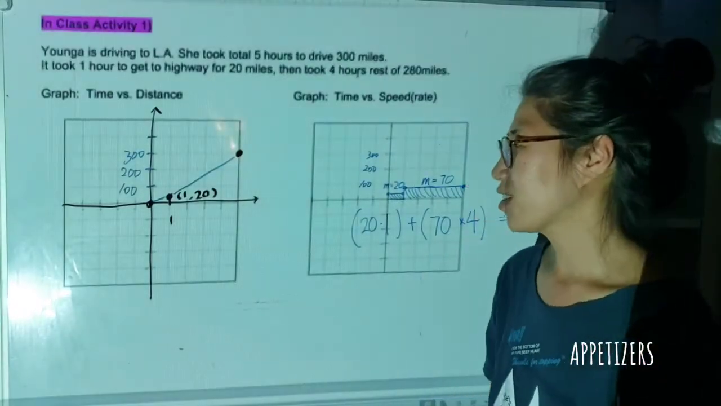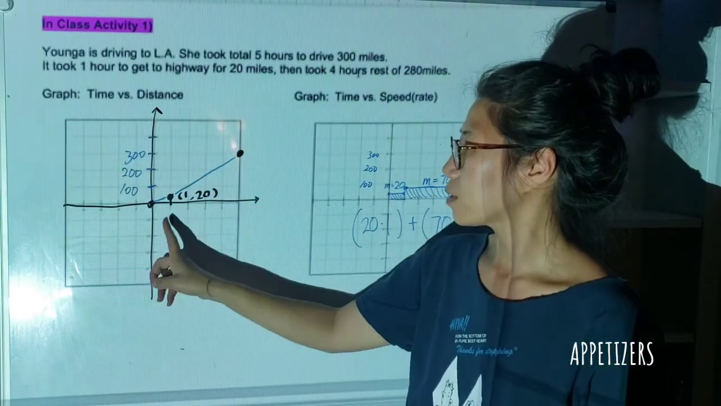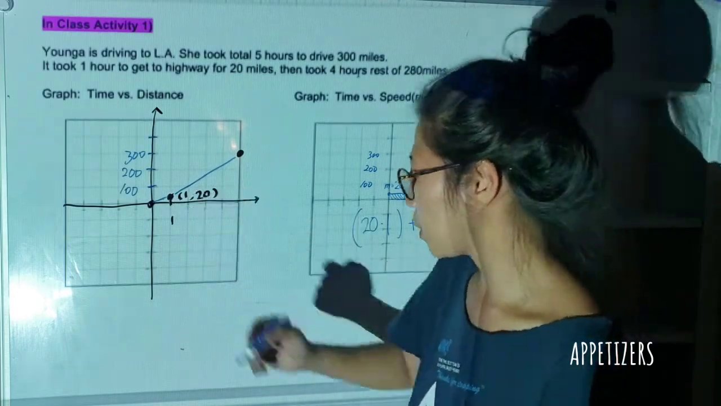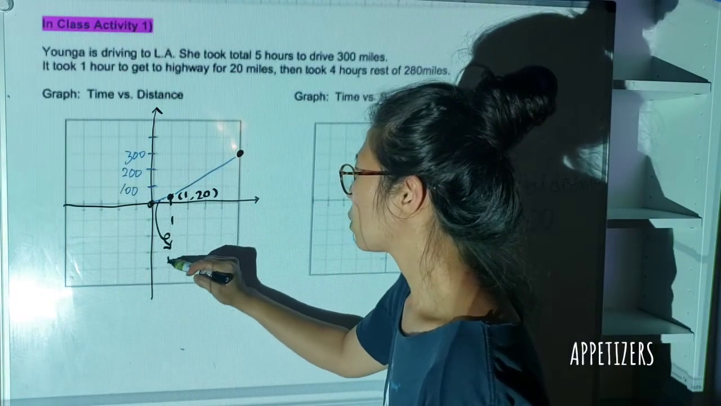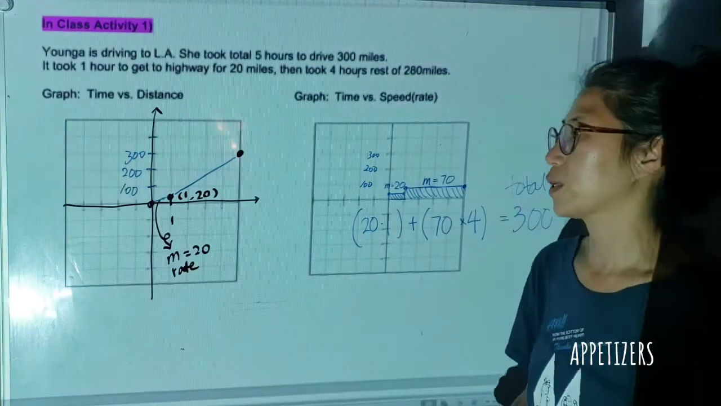So let's look at my answer. When you look at this one, for the first 1 hour, my graph between time and distance was (1, 20). So I just plot that point. And then what is the slope here? The slope is going to be here. M is equal to 20. That means your rate is going to be 20. Speed is going to be 20.